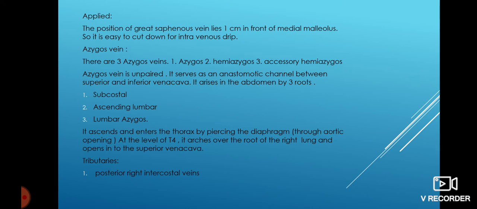Then another applied aspect is the position of the great saphenous vein is always 1 cm in front of the medial malleolus. So it is easy to cut down for intravenous drip. Next vein is the azygous vein.